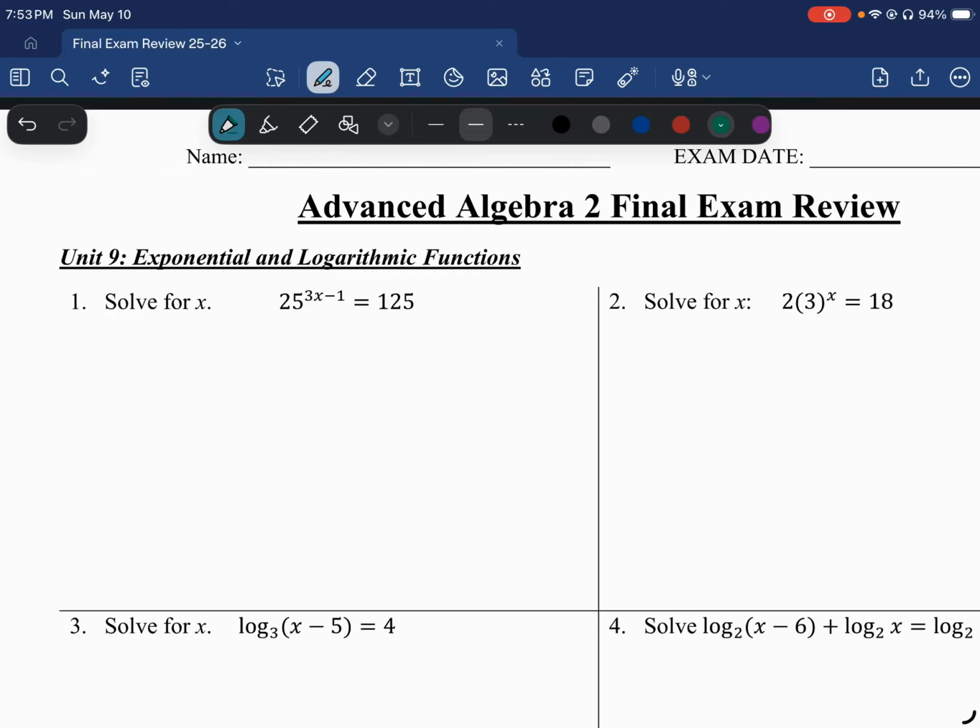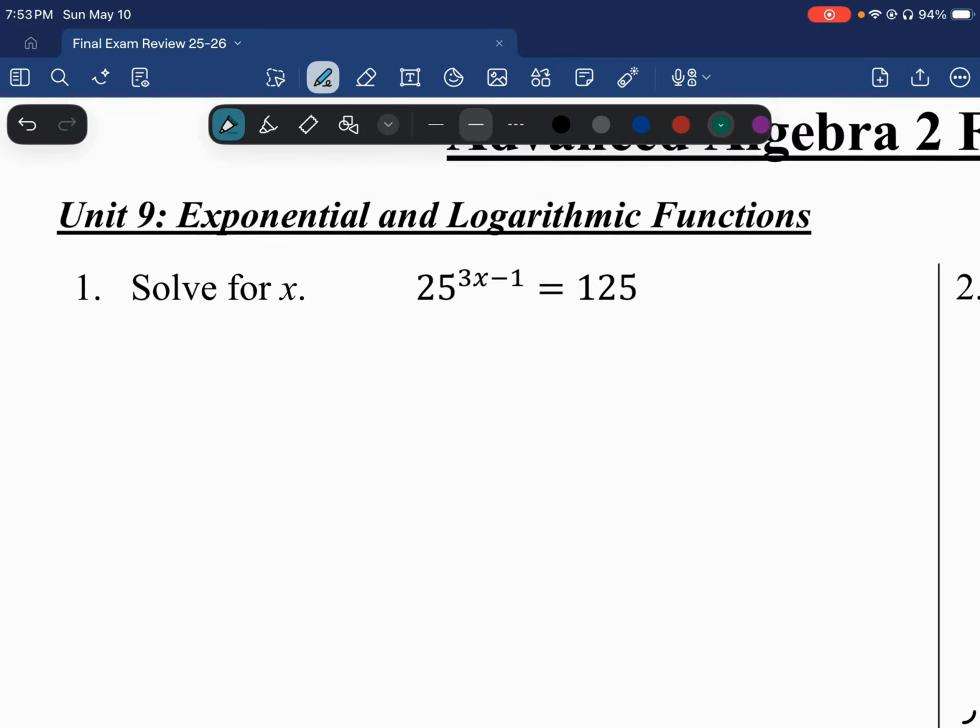Advanced Algebra 2 Semester Exam Review, Unit 9, Exponential and Logarithmic Functions. So number 1, it says solve for x.